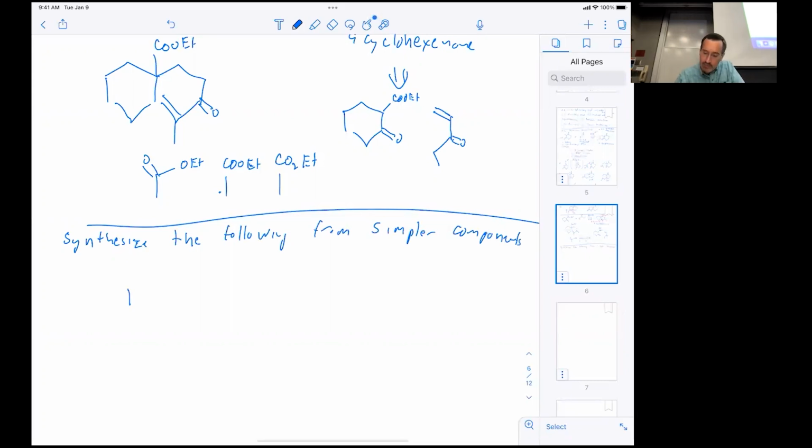So let me draw a tricyclic molecule, and we'll put in what we'll call the C ring of it. We'll make it aromatic and have a benzene ring, and we'll call the next ring the B ring, and that's a cyclohexane ring. The next ring like this.